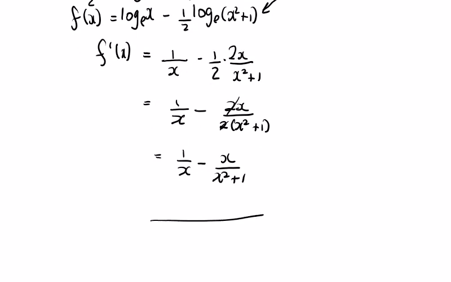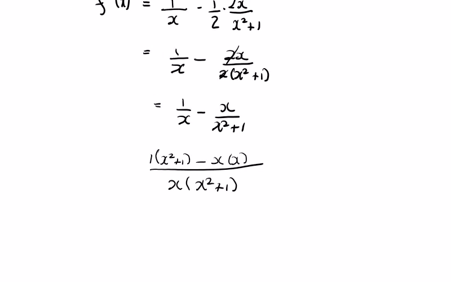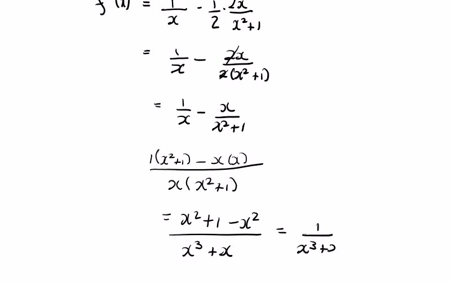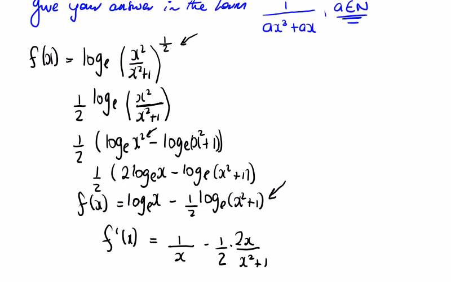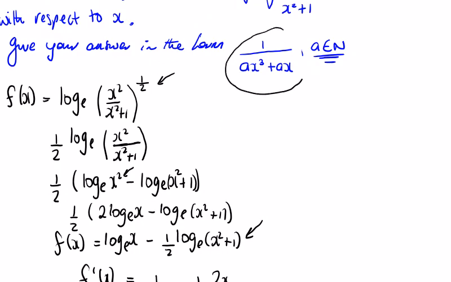And if we combine these two denominators, we're going to get x by x squared plus 1. And on top, 1 by x squared plus 1 minus x by x, which is going to give me x squared plus 1 minus x squared. That's going to give me the 1 on top that we were looking for. And x cubed plus x on the bottom, which is equal to 1 over x cubed plus x, which is what they were asking us to write. Just double check, right, in the form 1 over x cubed plus x.